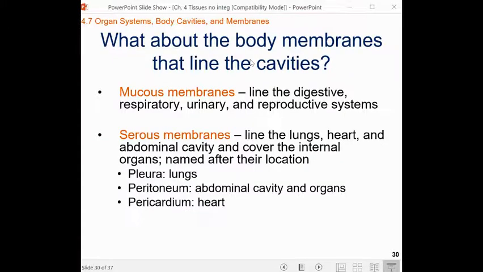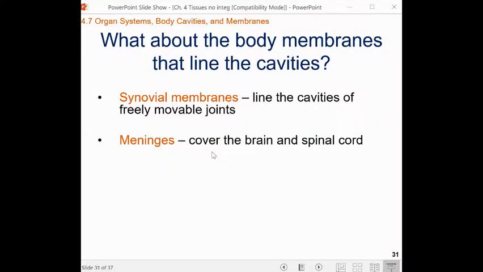So these membranes that line and create these different categories are broken up into 4 different types. There's the mucous membranes. Notice this is not mucus like spit and phlegm. That would just be US. This is OUS. These mucous membranes line the digestive, respiratory, urinary, and reproductive system. The serous membranes line your lungs, heart, abdominal cavity, and cover the internal organs, and they're named after their location. That's what we were just talking about. The pleura, the peritoneum, and the pericardium are all types of serous membranes.